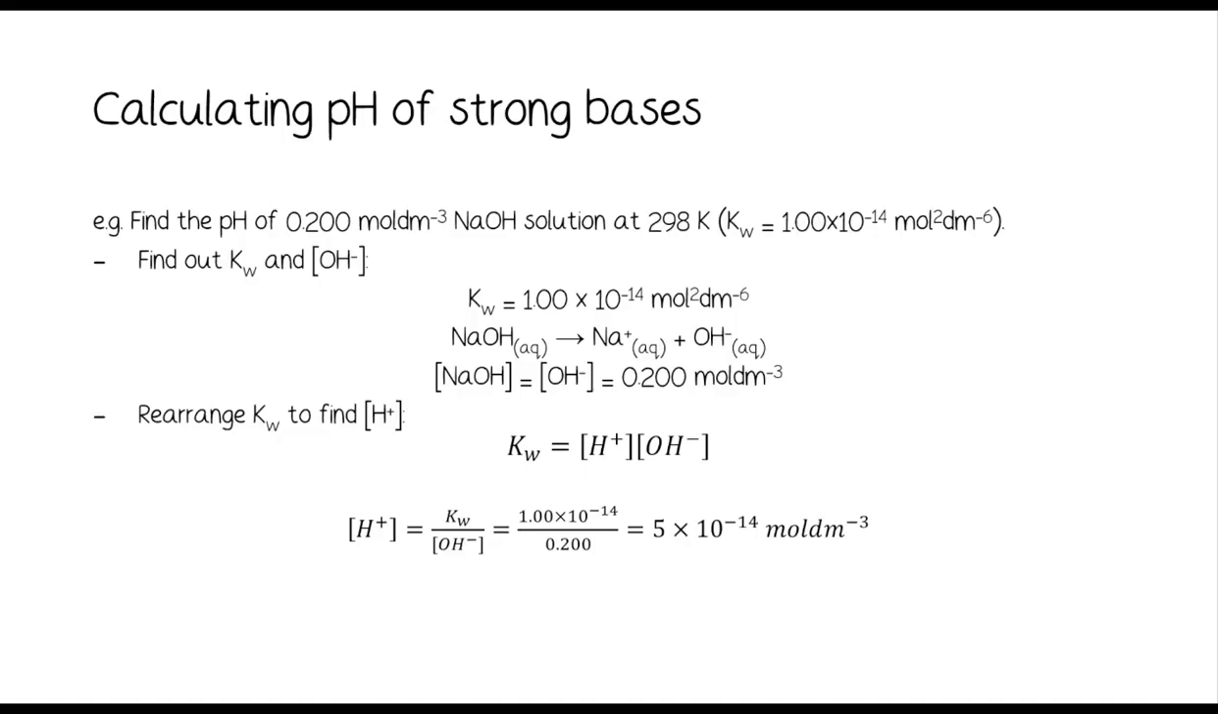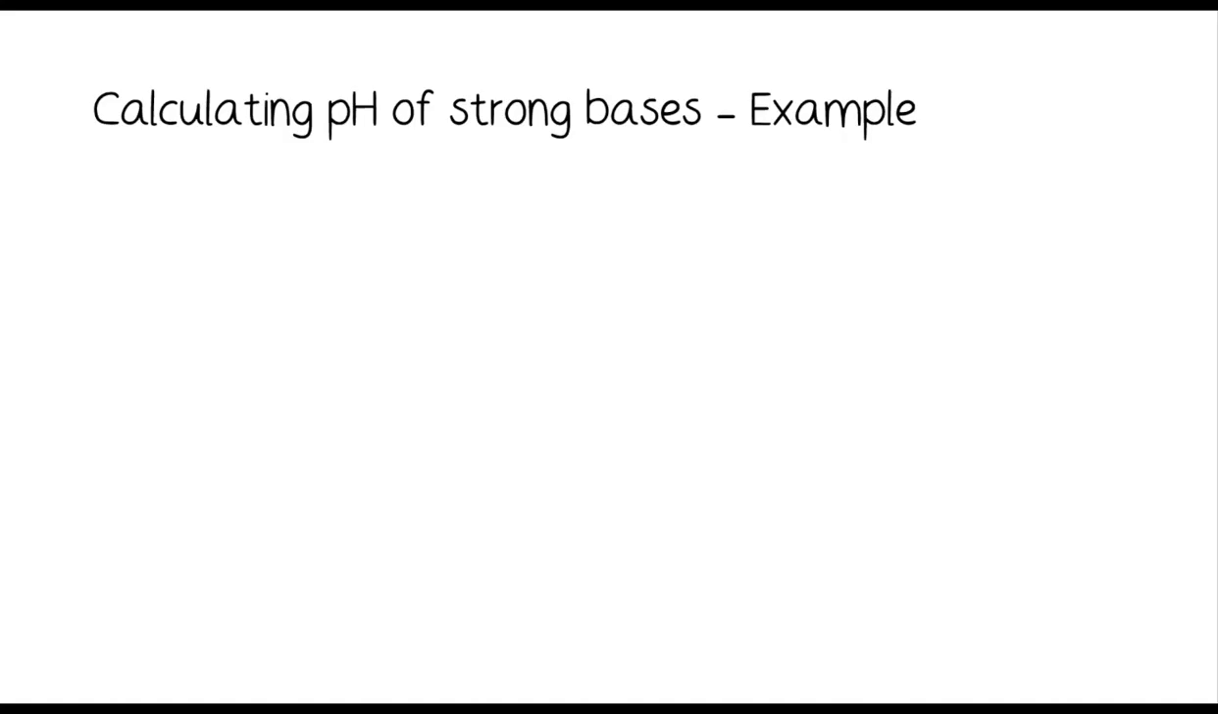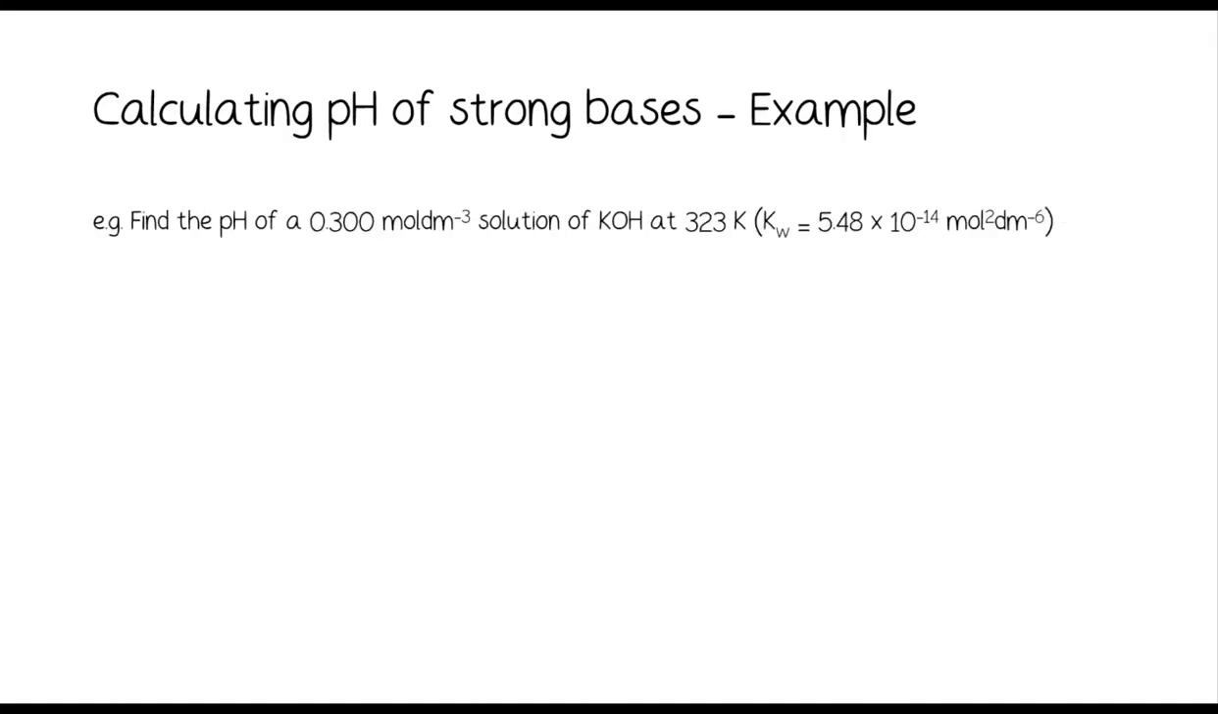So now we have H plus's concentration, we can stick that into the pH equation, and that gives us a pH of 13.3. So whenever you're calculating the pH of a strong base, you need to use Kw. So let's try an example then. Find the pH of a 0.3 moles per decimeter cubed solution of potassium hydroxide at 323 Kelvin, and Kw at this temperature is 5.48 times 10 to the minus 14, because remember, it can change with temperature.